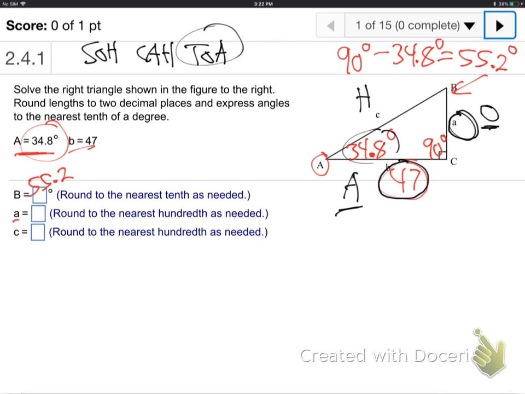Opposite and adjacent. Tangent. Good. So tangent of 34.8 degrees is opposite over adjacent, little a over 47.